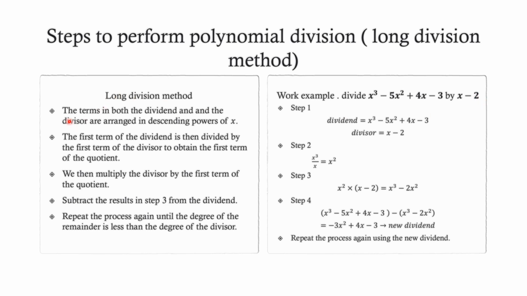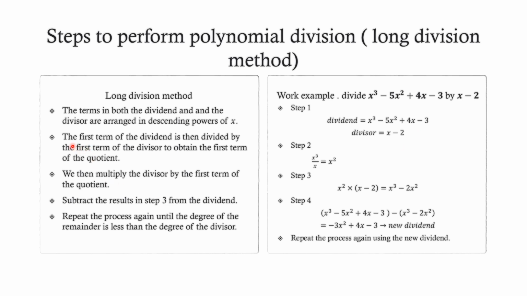Step 1: the terms in both the dividend and the divisor are arranged in descending powers of x. So when you look at this one, these are the terms in the dividend, and these are the terms in the divisor. First, the dividend should be arranged in descending powers of x. That means the highest power of x is supposed to be the leading term. So here x to the power 3 becomes the leading term, then 5x squared next, plus 4x minus 3. Then here we have x being the leading term, minus 2.